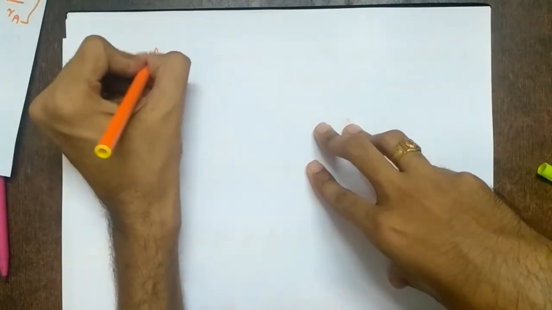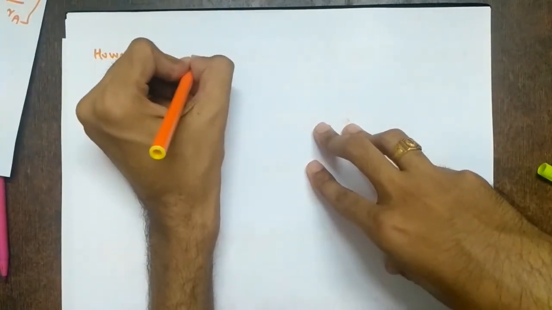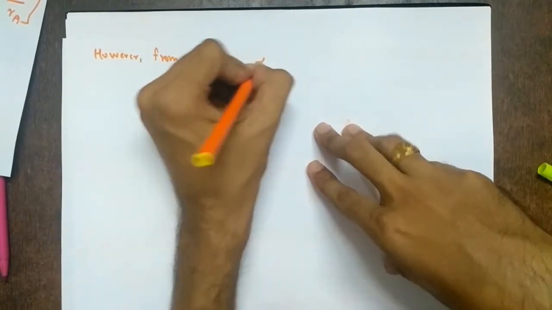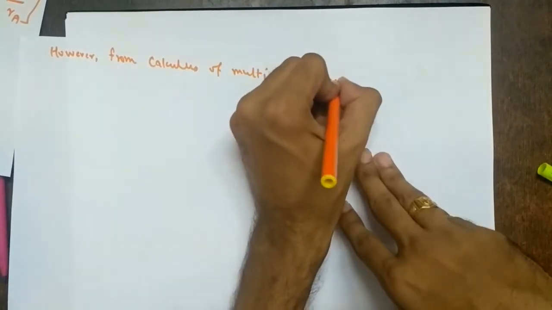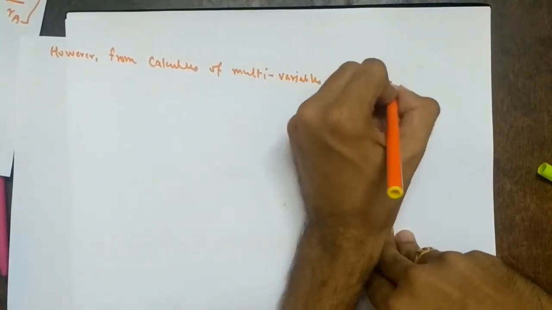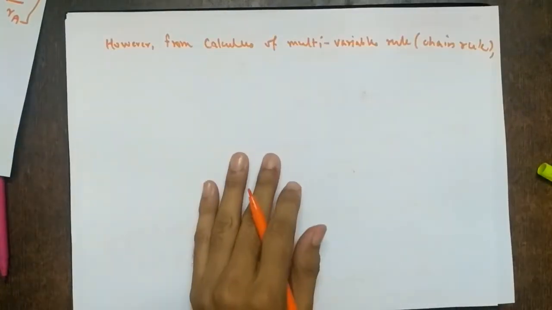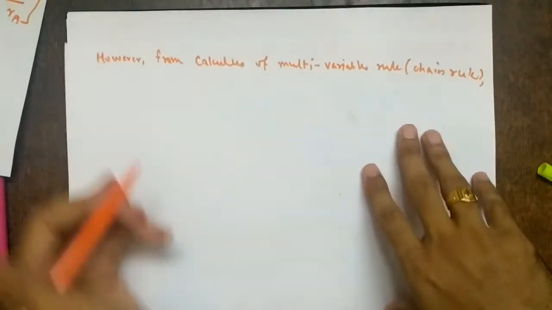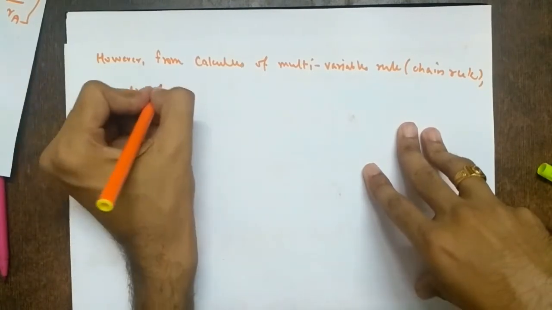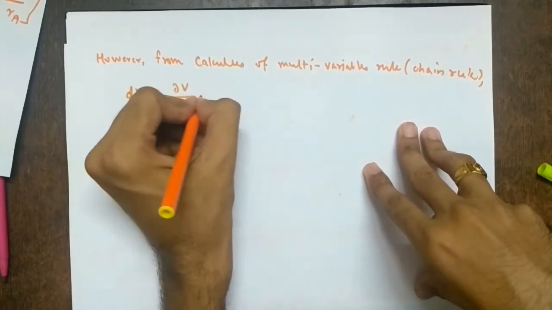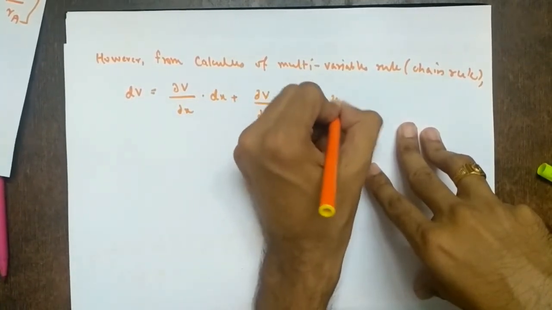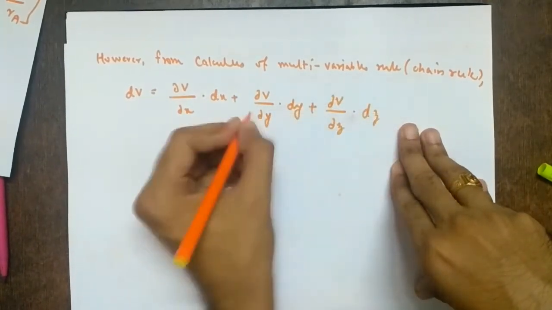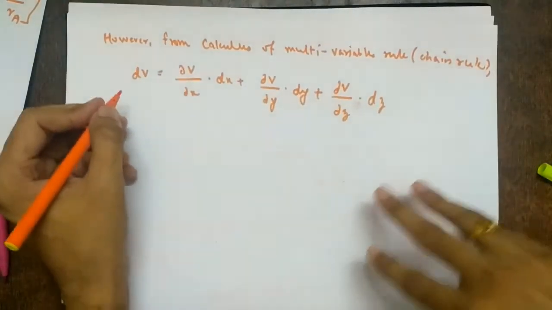So far we get this, but what we know from the chain rule, also called the calculus of multivariables rule. If you don't remember this in the exam, you will just write from chain rule. So what does this chain rule tell us? That this dV can be written as, as you have seen in mathematics, del V by del x into dx plus del V by del y into dy plus del V by del z into dz. This is what the chain rule tells us. It is a mathematical identity, right?